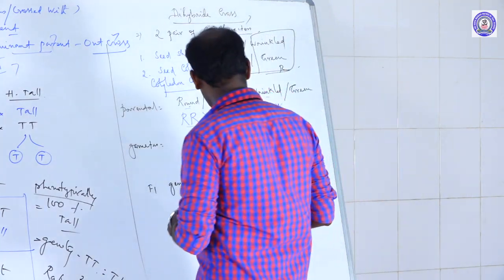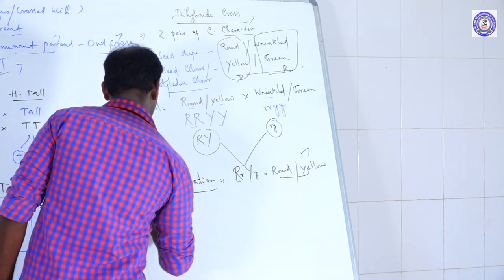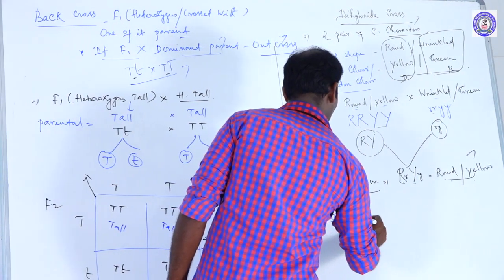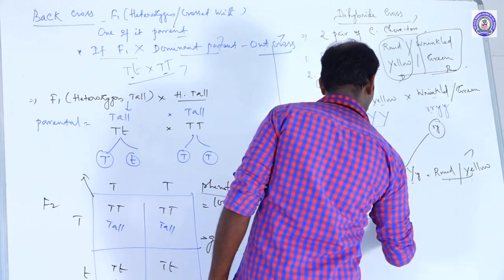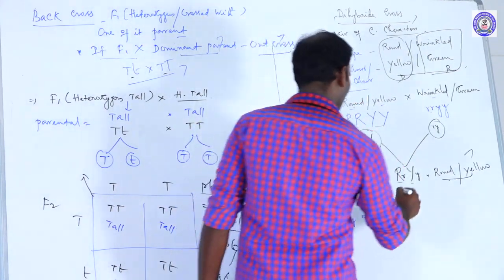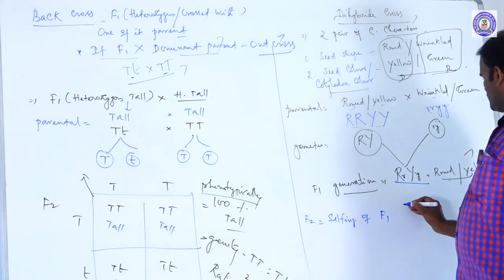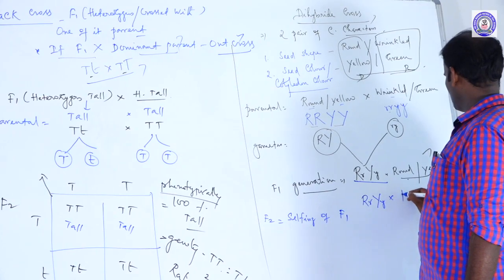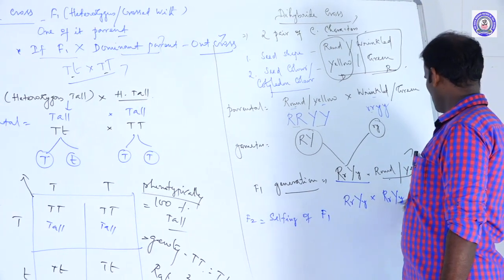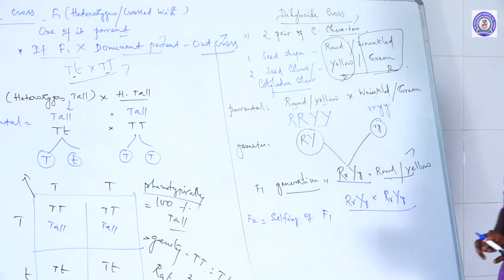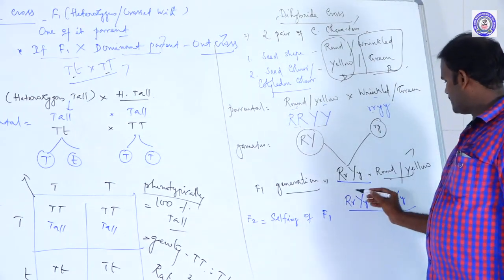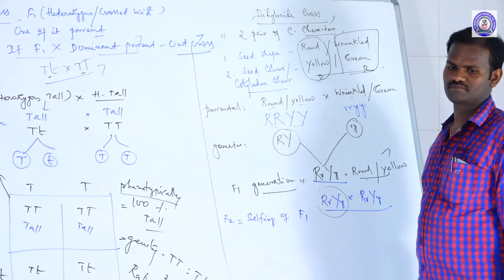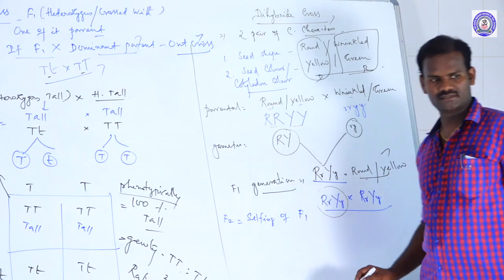But he obtained F2 generations by selfing of F1. You know what the F1 actually is? Capital R, small r, capital Y, small y, crossed with capital R, small r, capital Y, small y. So here, how many types of gametes are possible? Four types of gametes are possible.